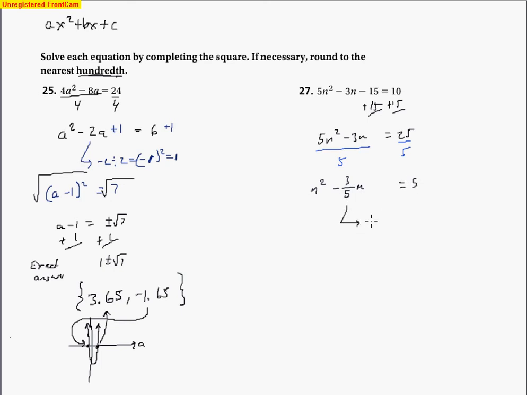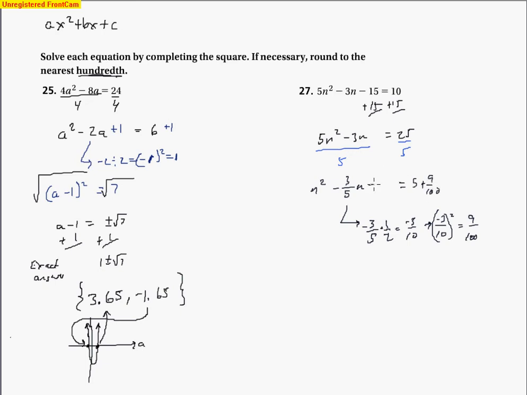You take half this term, so 3/5 times negative, 3/5 times a half, or divided by 2. So that makes negative 3/10. You're squaring that number. You're taking negative 3/10 and you're squaring it. So when you square it, you can do this in your head. It makes 9/100. So that's what I need to add to both sides.